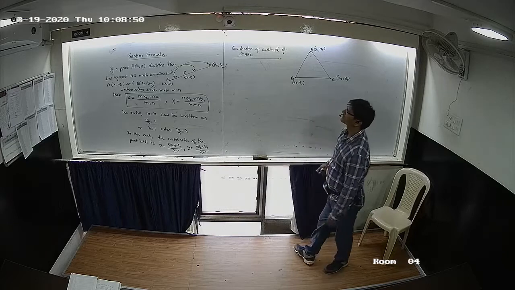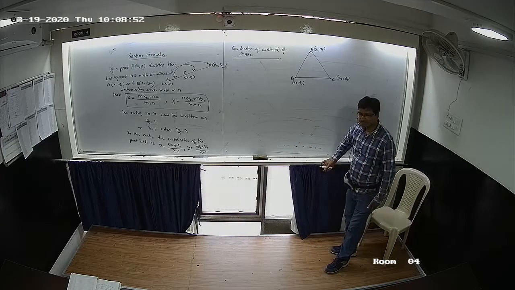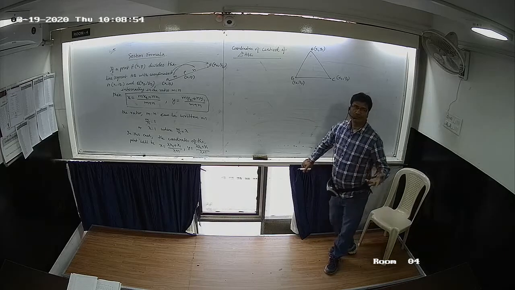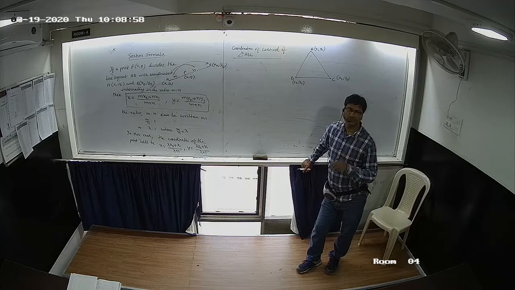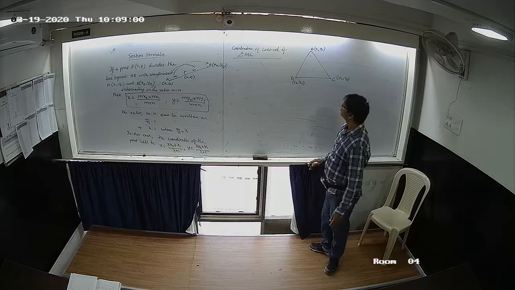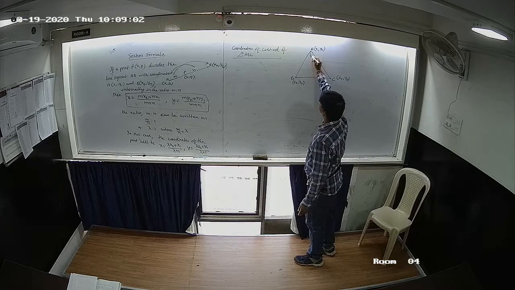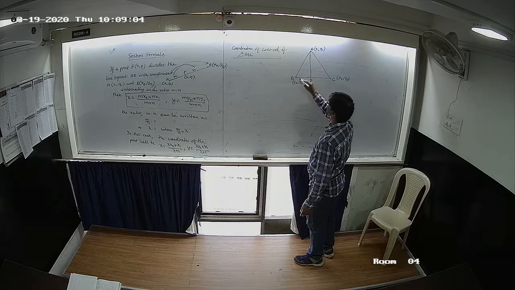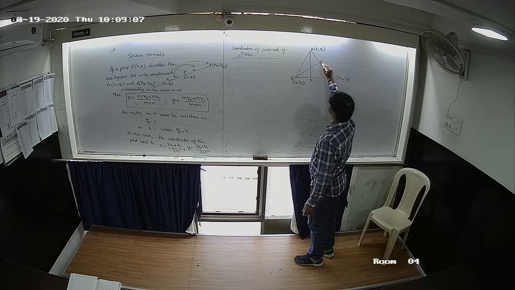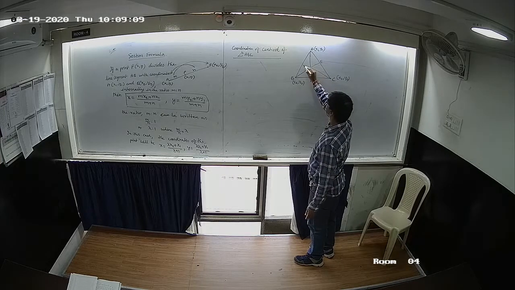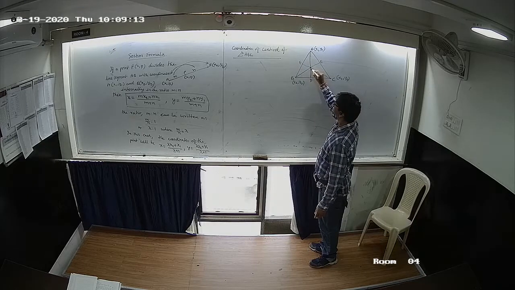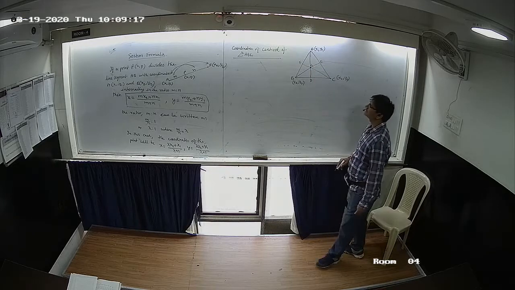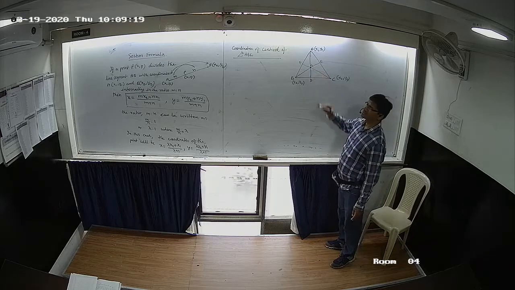Coordinates of the centroid of triangle ABC. We already know that the centroid is the point of convergence of the medians. So first, let us draw the medians AD, BE, and CF. The point G is the centroid, denoted by G.